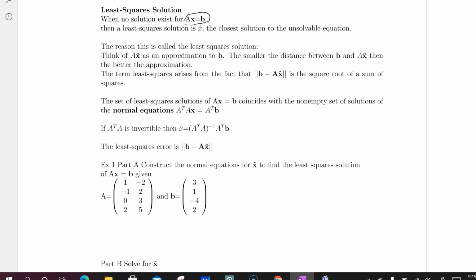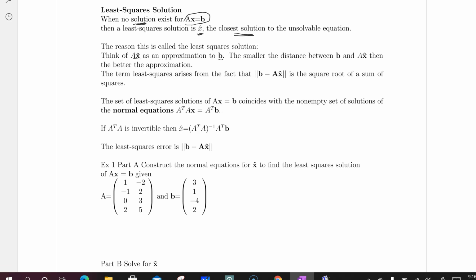A solution for Ax = b would be the x, right? So the solution, if there was one, would be the x. But there is no solution. So x hat is going to be the closest to a solution for this unsolvable equation. We're going to call A x hat an approximate solution to b, because it's A times the x hat that gets us closest to b.